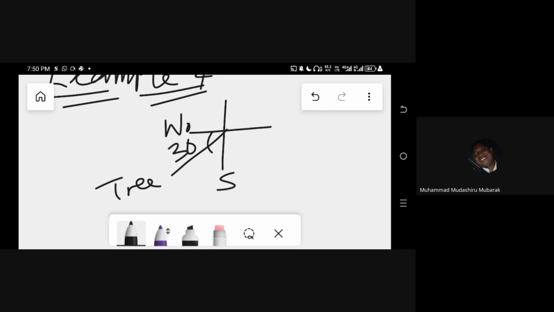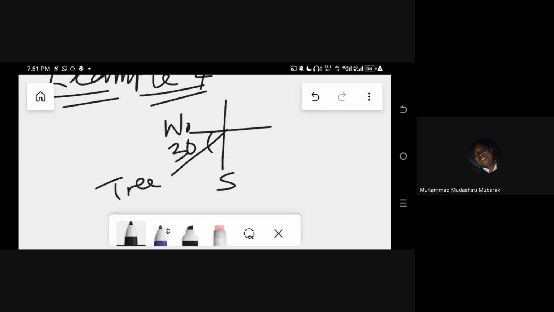South 30 degrees west. Could this be south 30 degrees west? So I do not agree with Mubarak that this is south 30 degrees west. The reason is because the angle isn't touching the south. The angle is not touching the south. And as long as the angle doesn't touch the south, I would not agree with Mubarak, because remember what we said: the angle must be touching the south or touching the north.